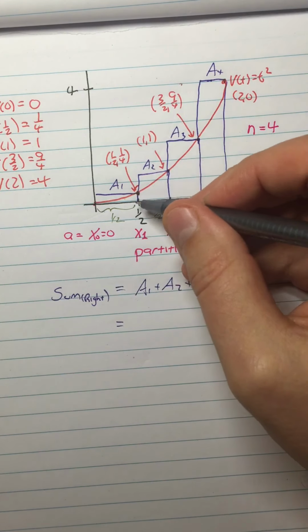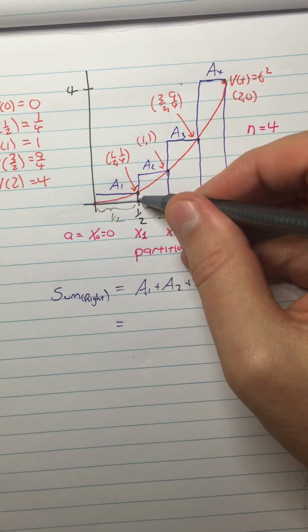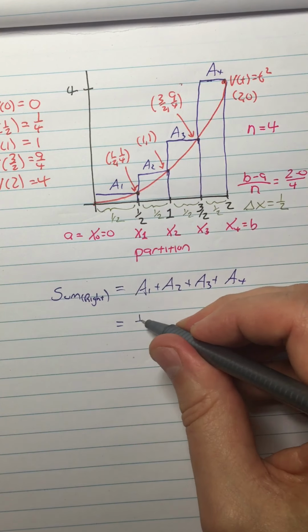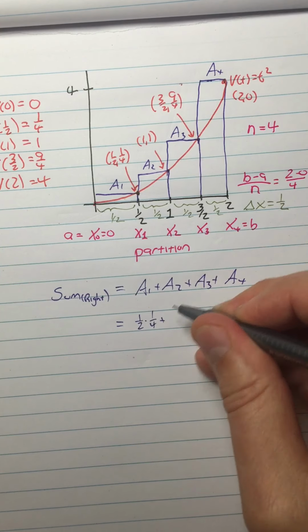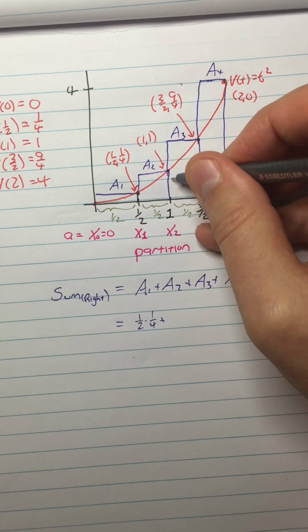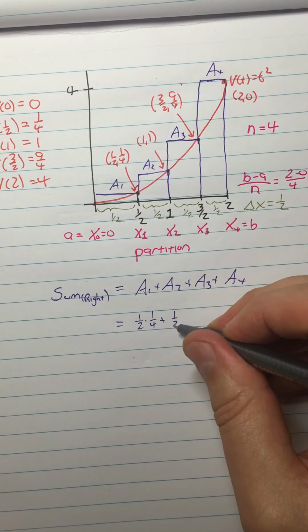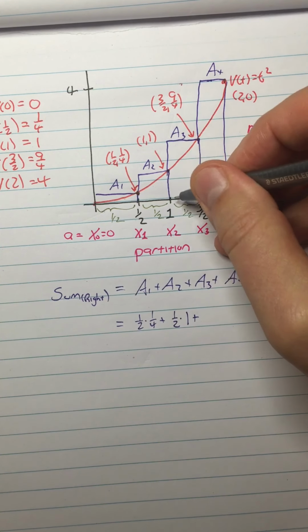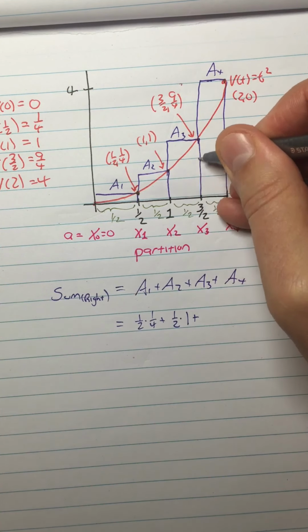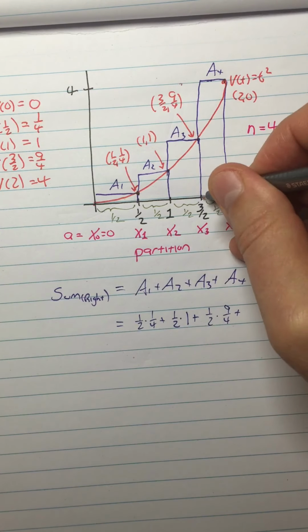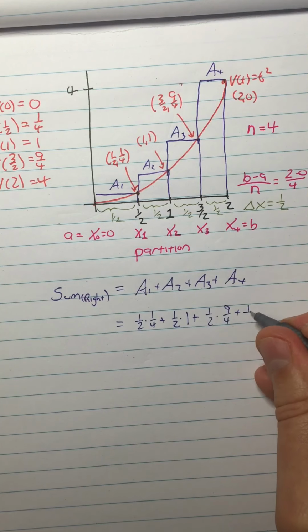So now I know that the area of this rectangle is 1/2 times 1/4, plus my area of my second rectangle is 1/2 times 1, and then my A3 is 1/2 times 9/4, and then my A4 is 1/2 times 2.